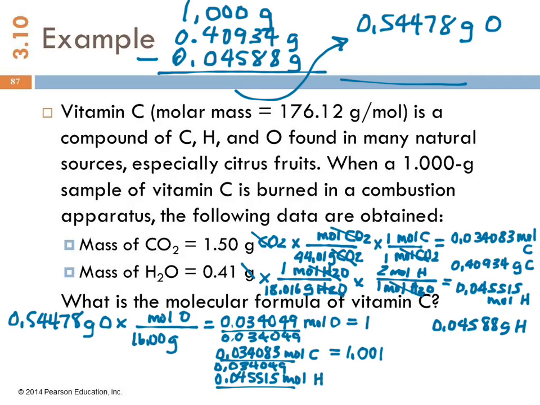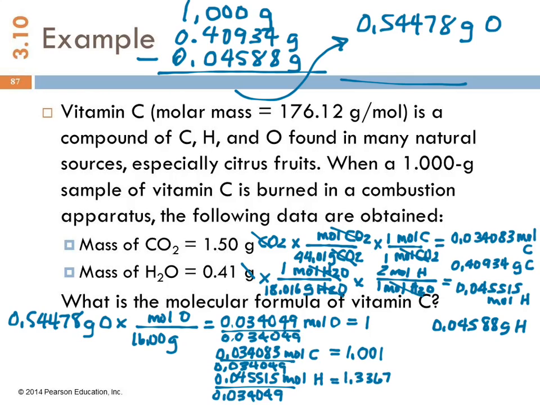And then this one, 0.034049. 0.3367. So we have a ratio of oxygen to carbon to hydrogen of 1 to 1 to 1.3367. Can we round 1.3367 to 1? No.